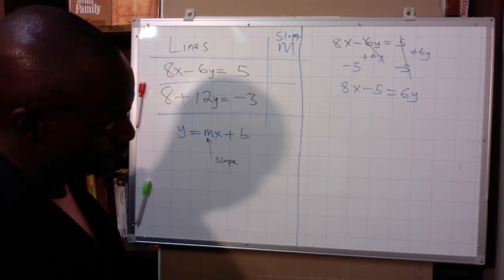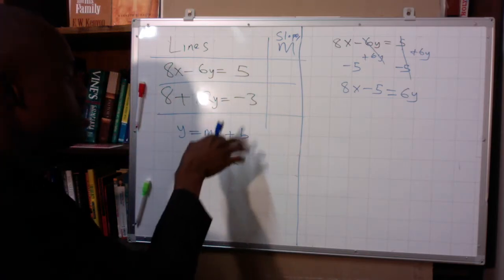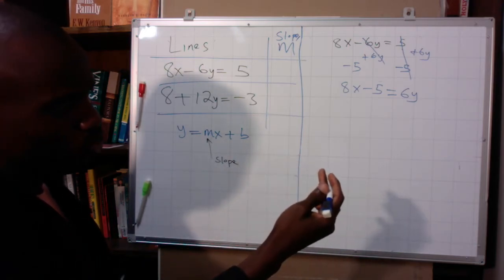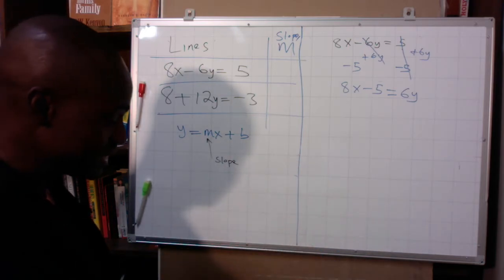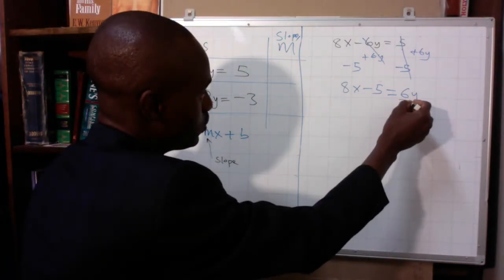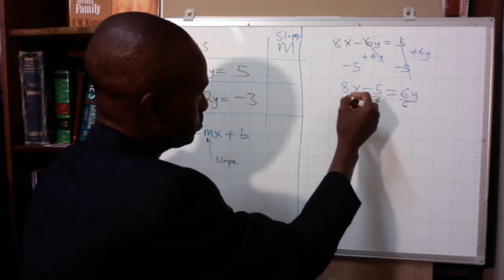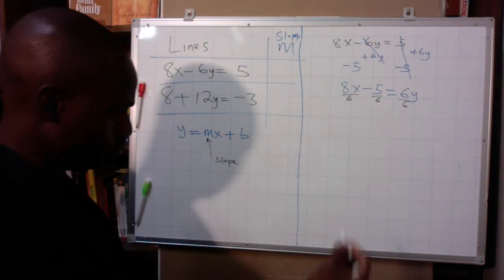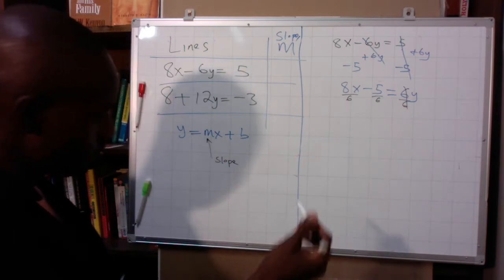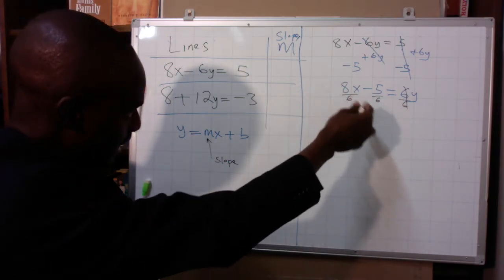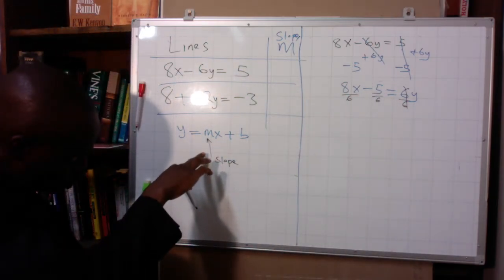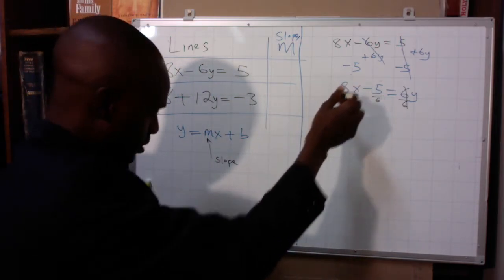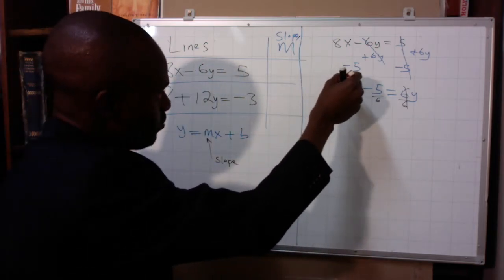It doesn't matter, the y could be here, it just means y on one side, the rest of the equation on the other side, at which point I divide both sides by 6 because I want to get y by itself. So y equals 8/6x minus 5/6. Remember, I'm looking for the slope, the m. So that's all this right here, the coefficient of x.